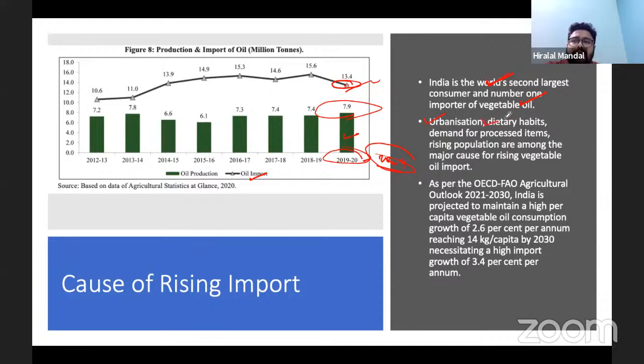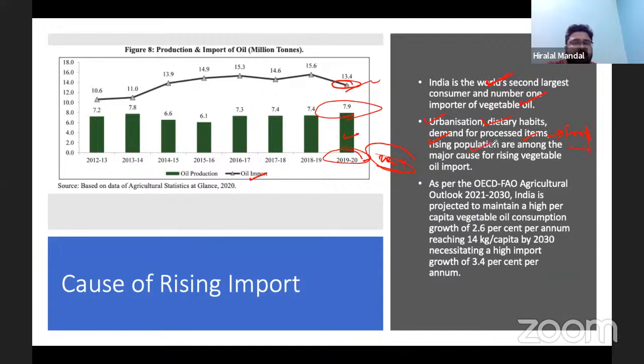At the same time, the dietary habits of the people are also causing demand in the country. In our dietary habits, you can see we use edible oils for almost everything. There is also demand for processed items, which has gone up largely because of the food processing sector. So the food processing sector has gone up, demand for processed items has gone up, and that's why the demand for oil is also going up.